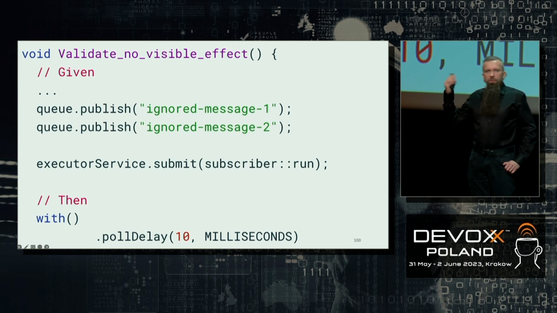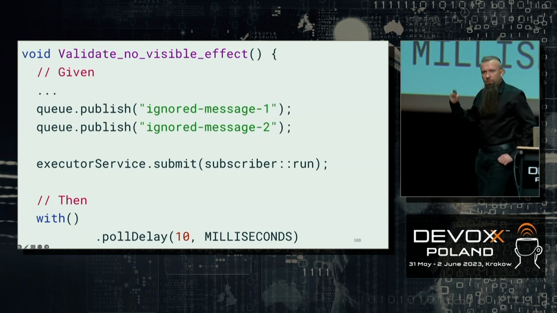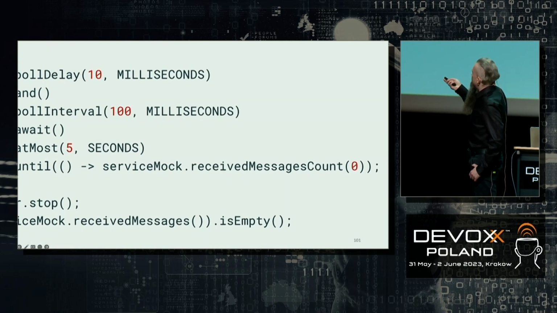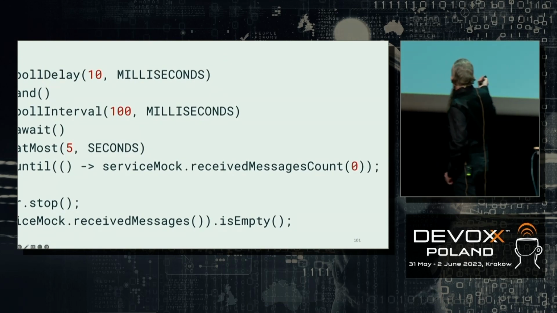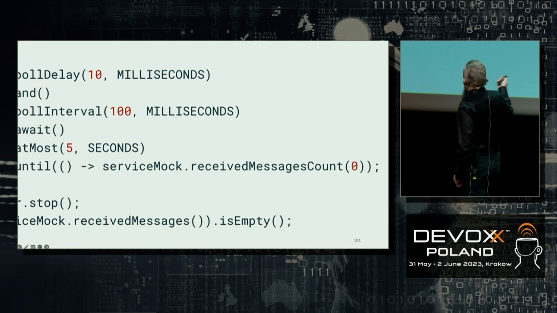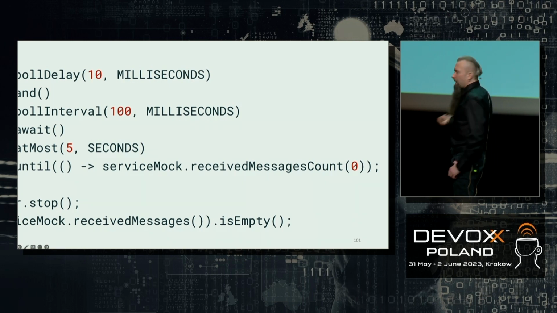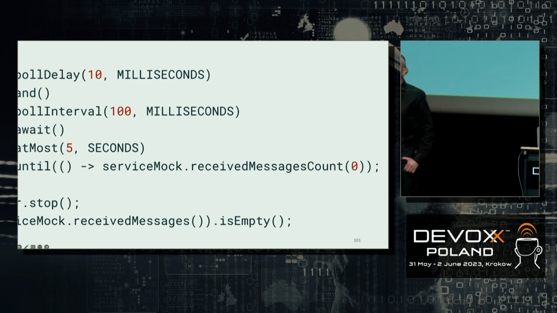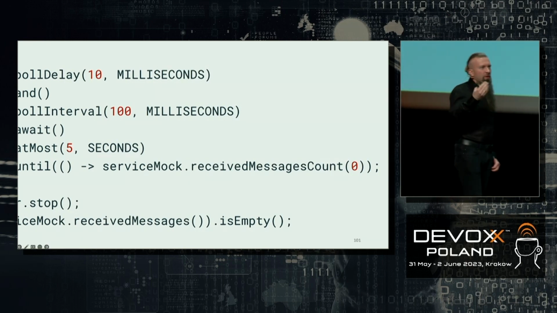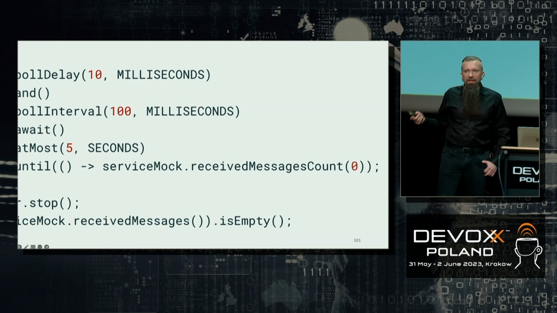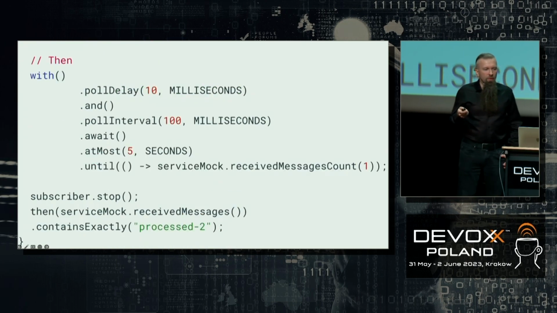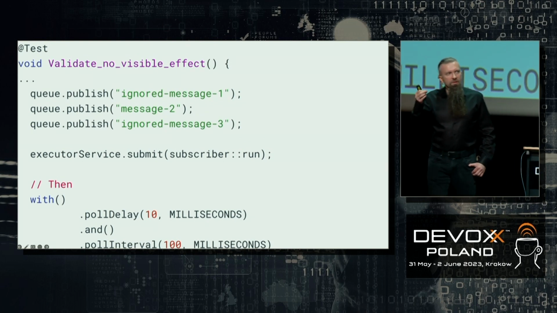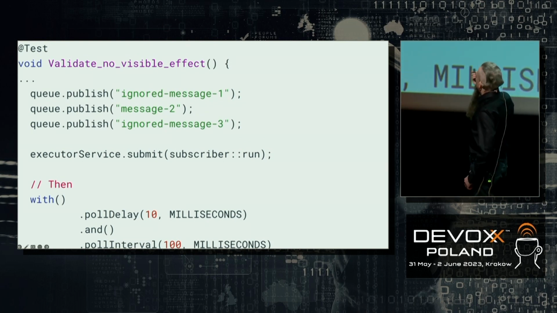Those messages will be ignored during the processing by our service, and then normally we would write the test that the service mock received messages count 0. But what if we made a mistake? We don't even start the application, or there was an error which didn't process those messages. The test will pass.